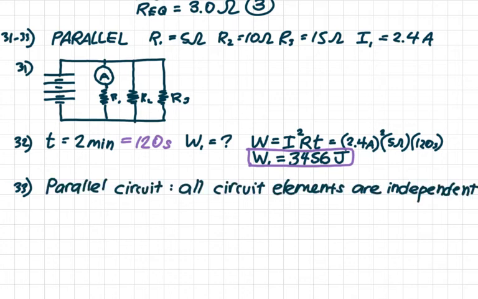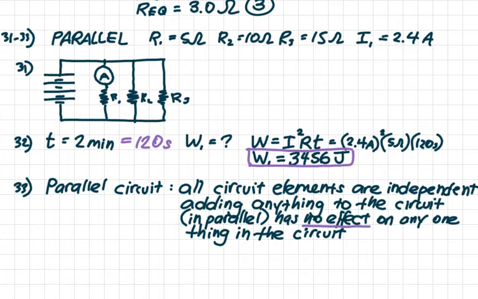Well, remember that in a parallel circuit, all circuit elements are independent. So if you add another resistor, if I add 100 more resistors, it has no effect on the individual resistors. So adding anything to the circuit has no effect on the 5 ohm resistor at all. So yeah, since they're all independent, adding anything has no effect on any one thing in the circuit. Adding anything in parallel has no effect on any one thing in the circuit.